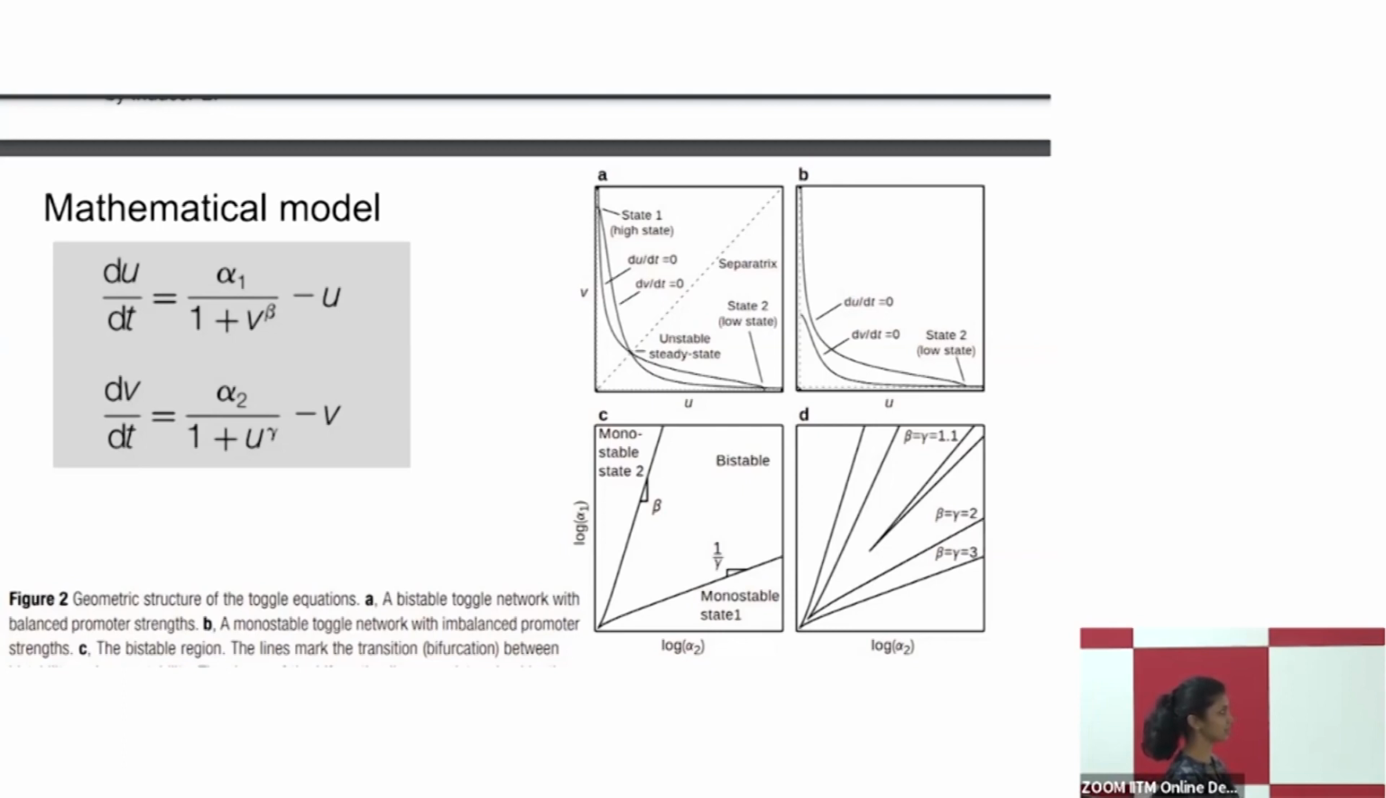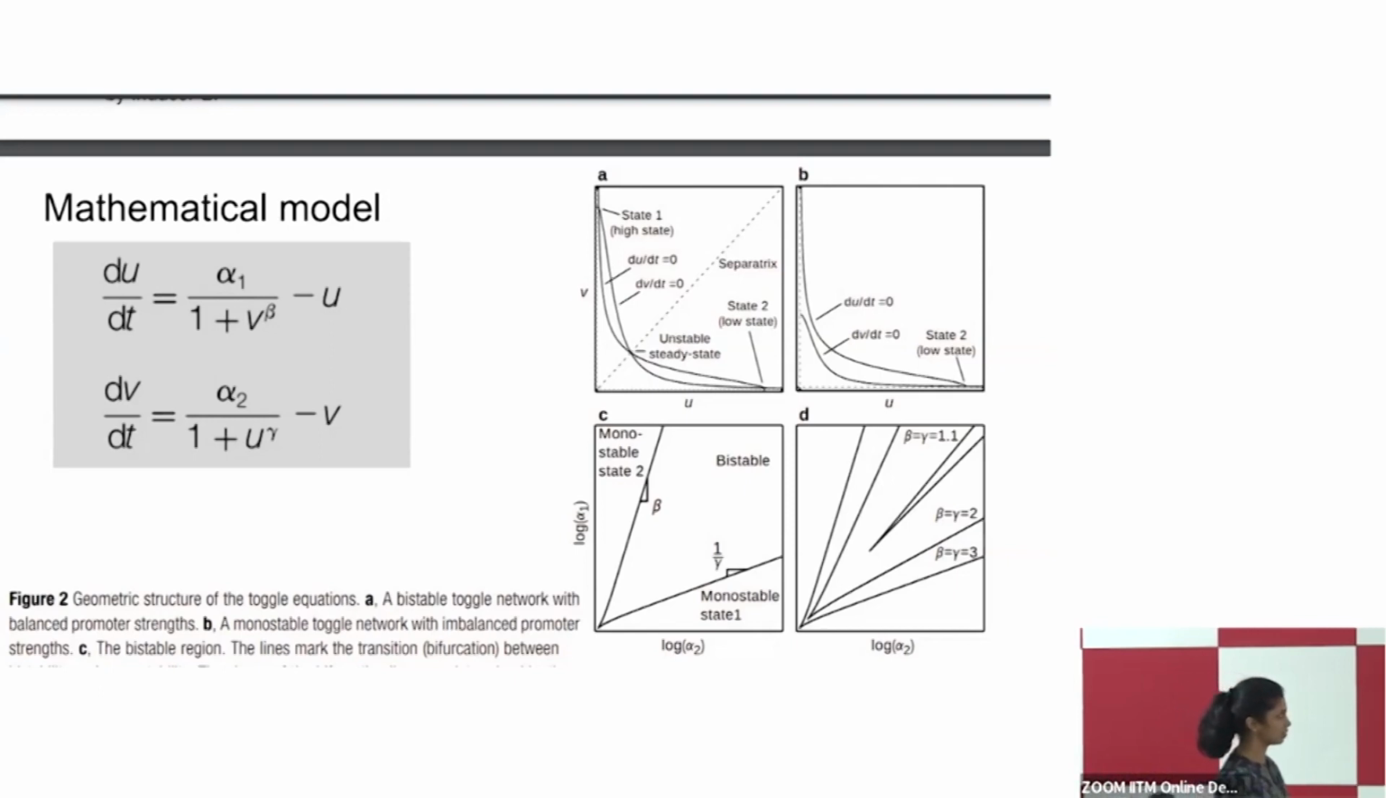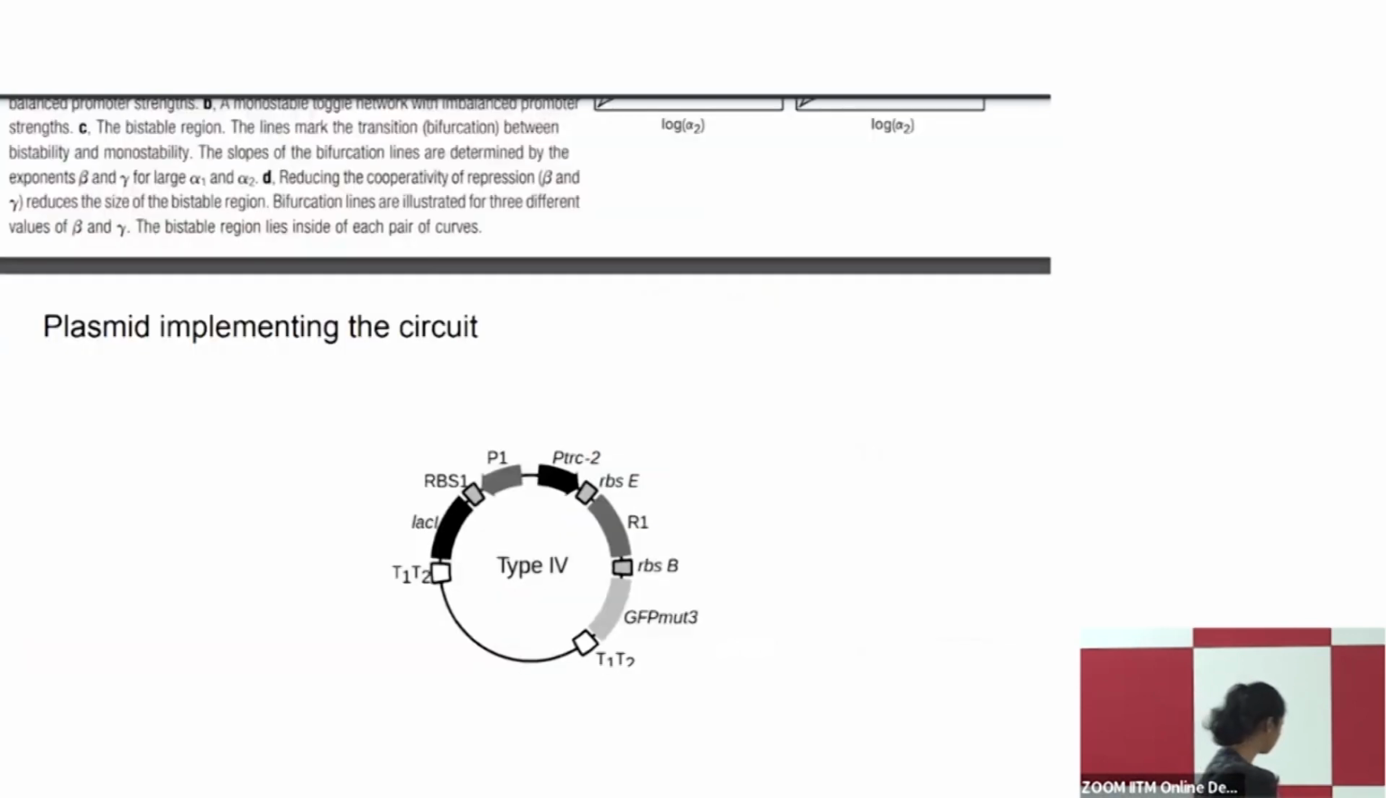And this gives us a good idea about what values of alpha 1 and alpha 2 to choose in order to make this system work as a toggle switch. And they have also found how to make sure that this region of bistability is broader and wider, and how it can be reduced into a small region for which the system acts as a toggle switch. So this is the math part of it.